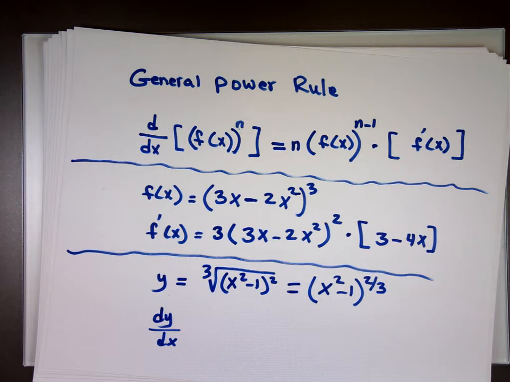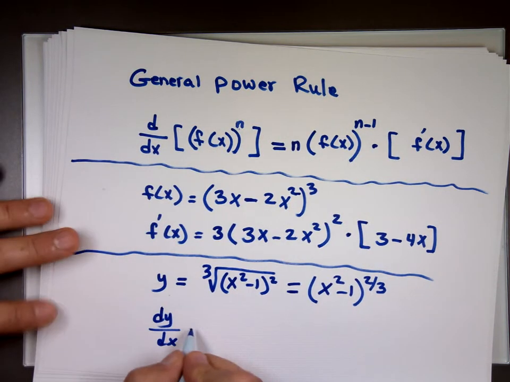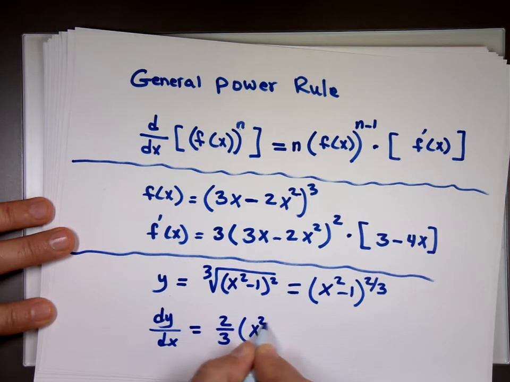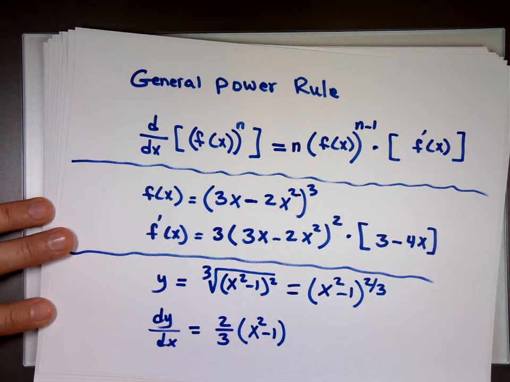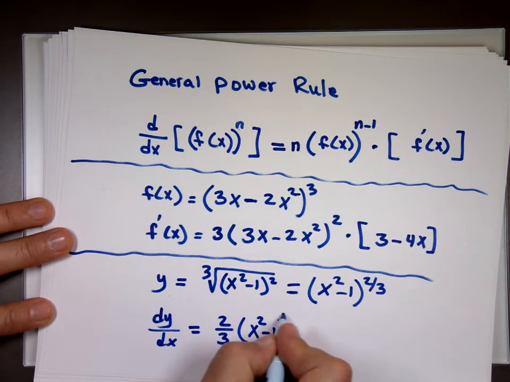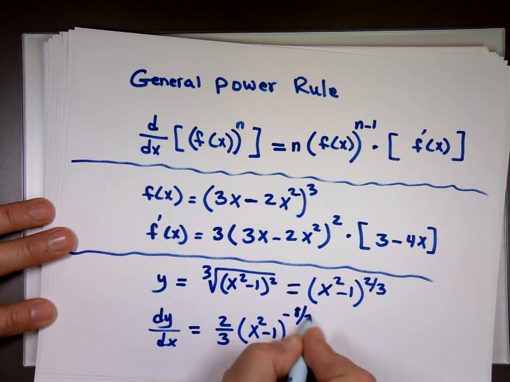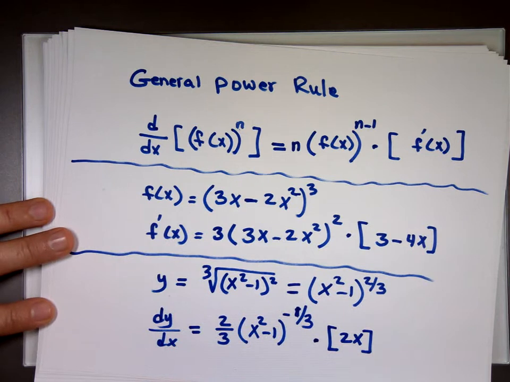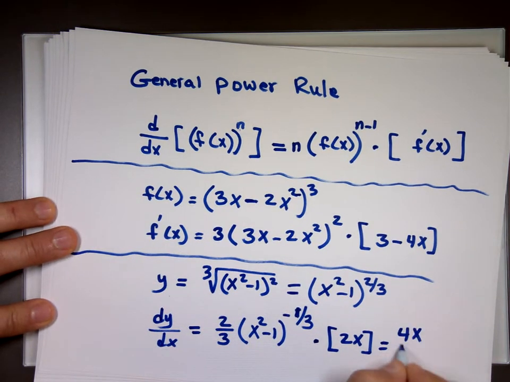I can use that general power rule. It says take the power, 2/3, x squared minus 1 to what power? Negative 1/3. Yep. 2/3 minus 1 is negative 1/3. Are we done? Times the derivative of what's inside of that, which is 2x. Now they might multiply the 2/3 and the 2x to make it 4x over 3 if you want to. So you can write that as 4x over 3 times x squared minus 1 to the negative 1/3.